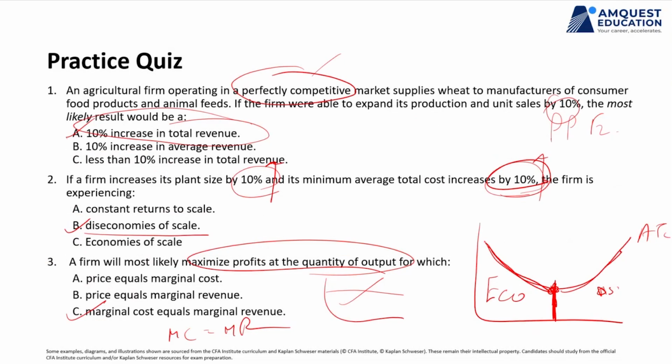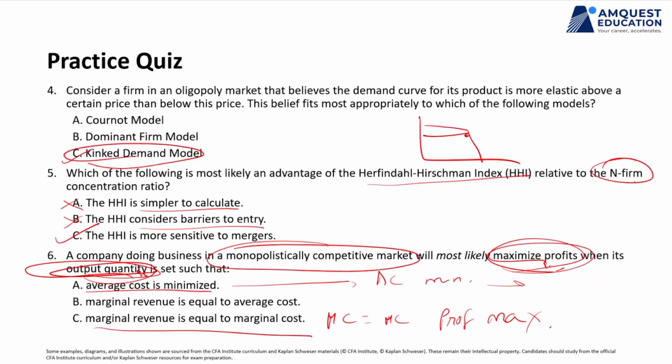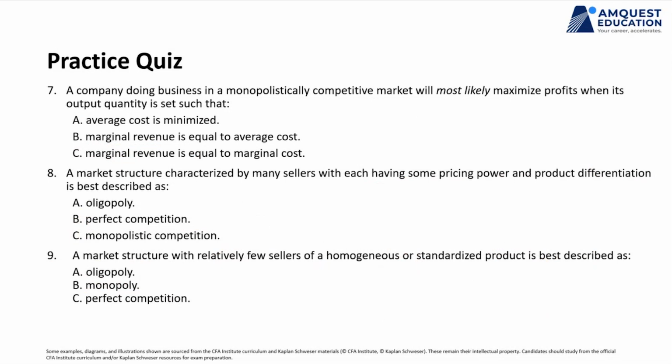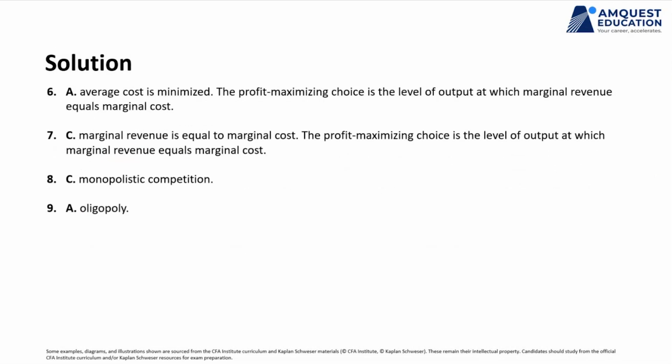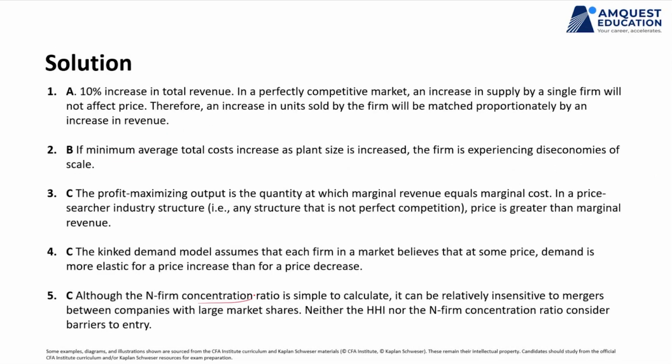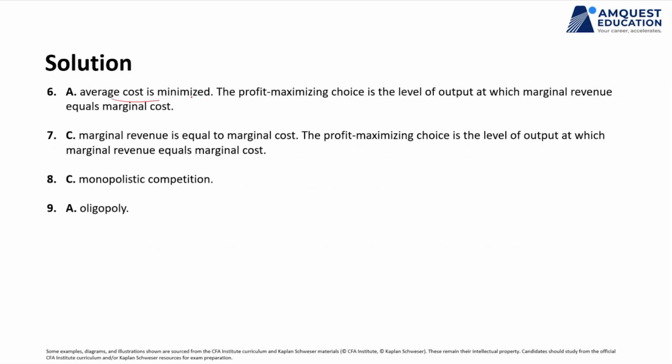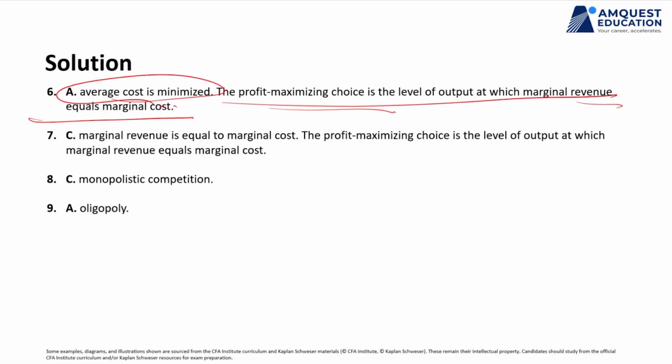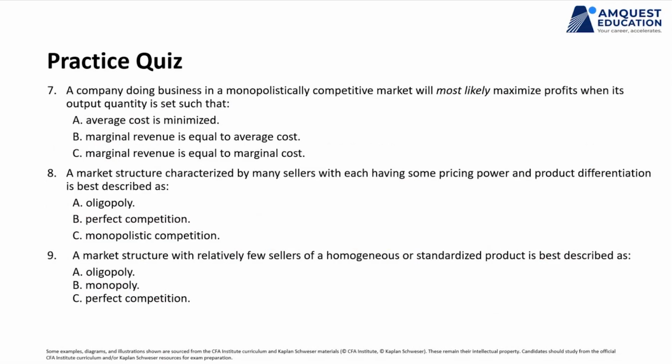The MR equals MC curve was the earlier question, where we said you maximize profit in the perfectly competitive market. Clear? So 4, 5, 6: 4 is the kinked model, C is the N-firm concentration ratio, it is simple, not barriers, and average cost is minimized. When you see a profit maximization choice, it is MR equals MC. Now, the last one: a company doing business in a monopolistically competitive market will most likely maximize profits when output is set. Yes, this is similar.